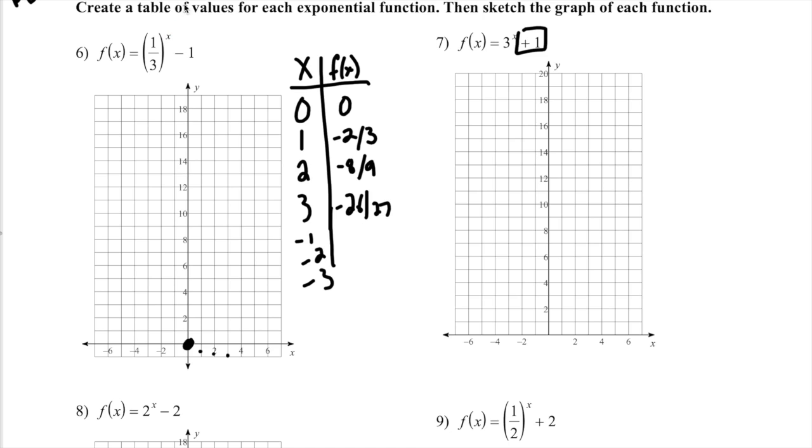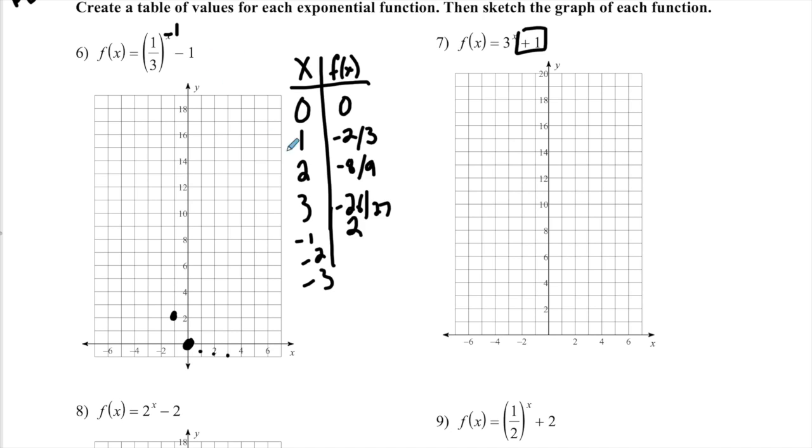So remember, as always, you're going to do your exponents first. So a third to the negative 1. So remember, first you do the reciprocal, and then you make the exponent positive. So that's 3 to the 1, which is 3, and 3 minus 1 is 2. So negative 1, 2.